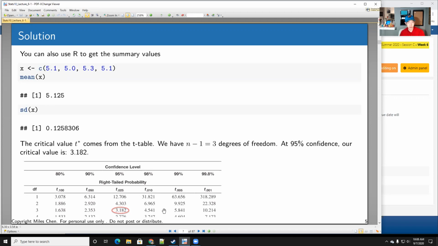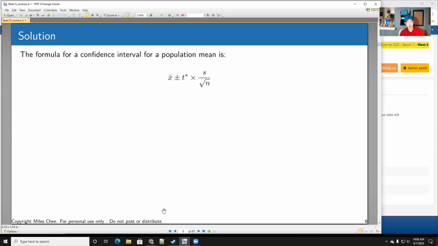Right? And so at this point, it's just a matter of plugging these numbers into the confidence interval formula, which is: X bar plus or minus T star multiplied by S divided by the square root of n.